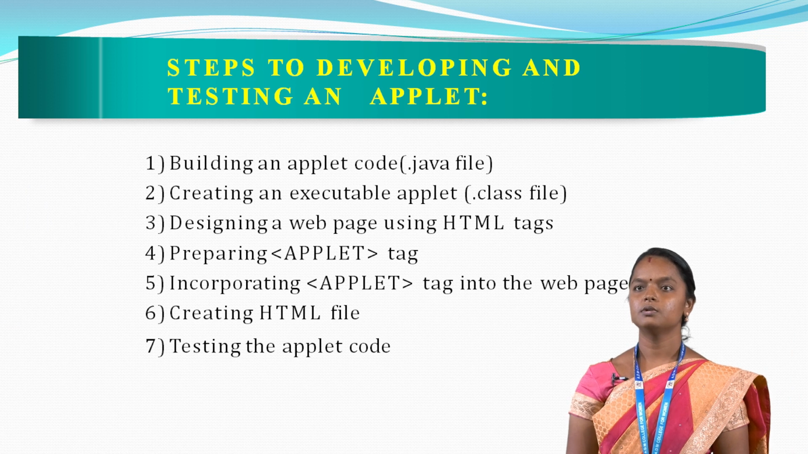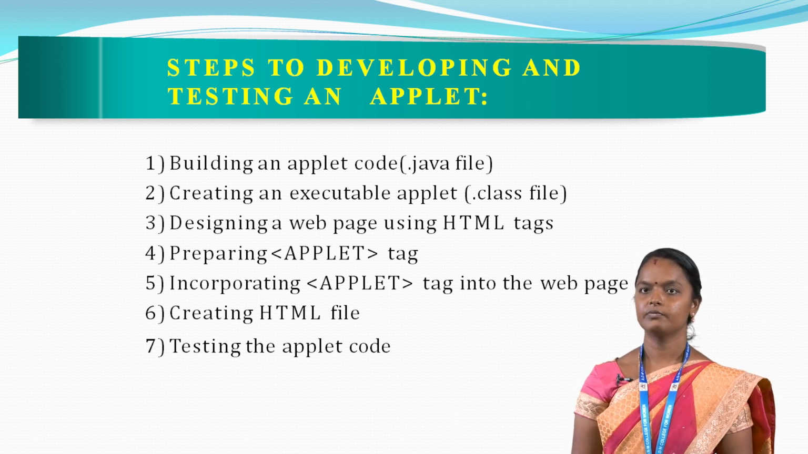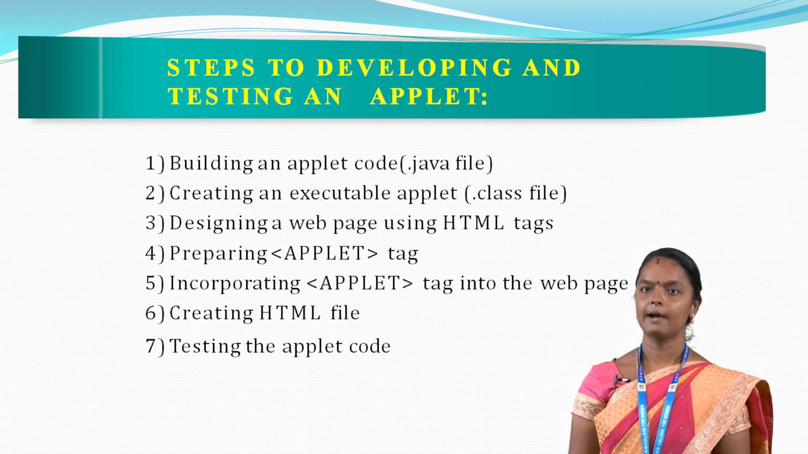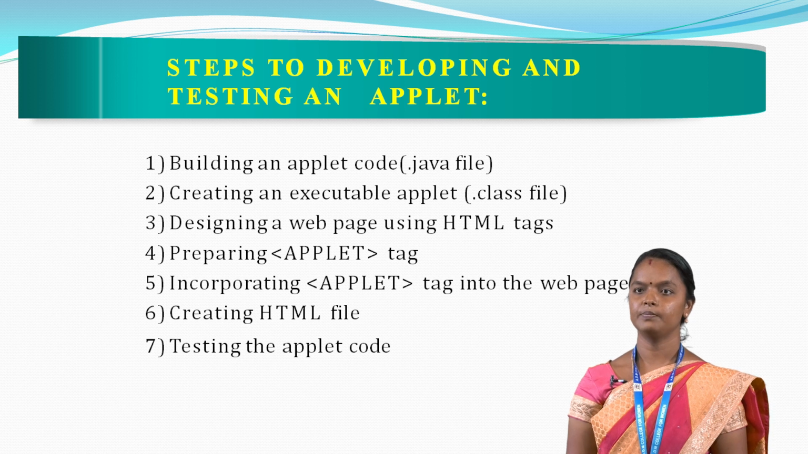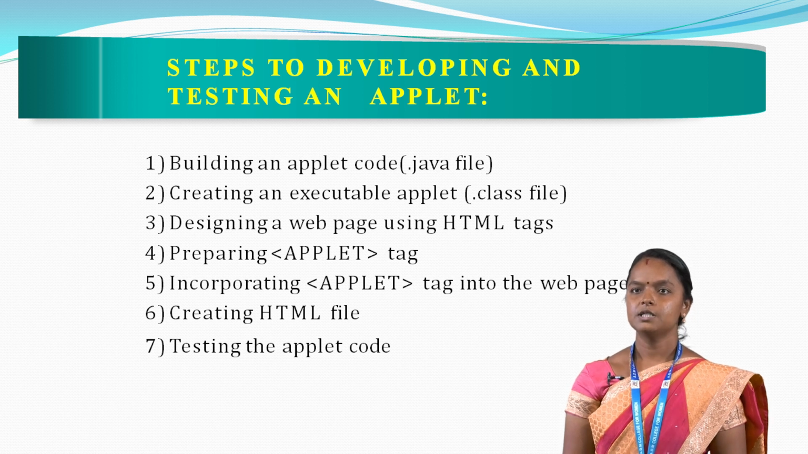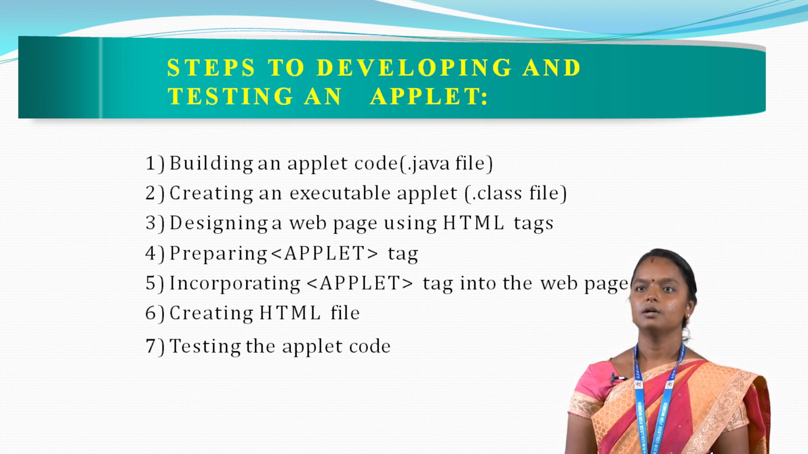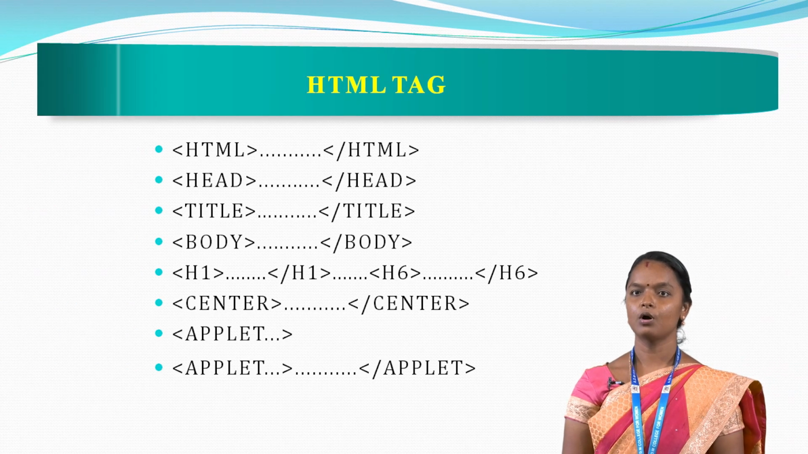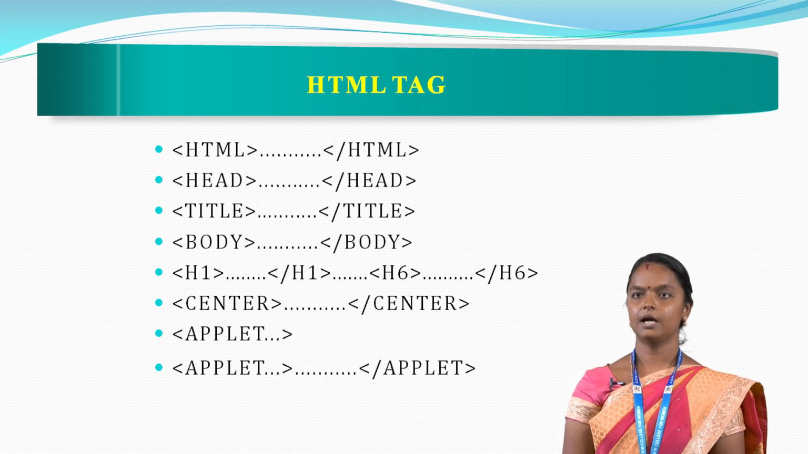Next, steps to developing and testing an applet. First, building the applet code. Second, creating an executable applet. Third, designing a web page using HTML tags. Fourth, preparing the applet tag. Fifth, incorporating the applet tag into the web page. Sixth, creating the HTML file. Seventh, testing the applet code. This is the example format for the applet tag: HTML, head, title, body, center and applet tag.